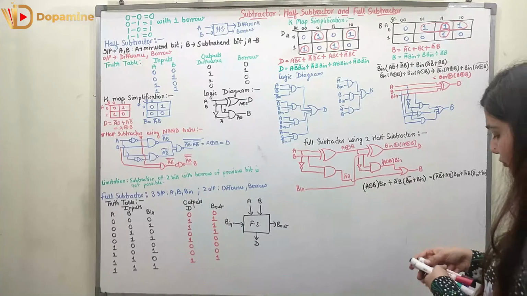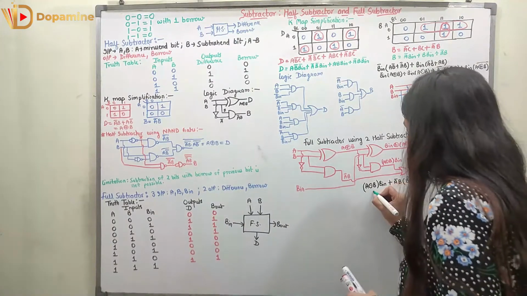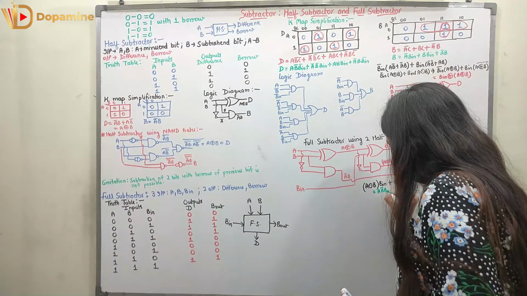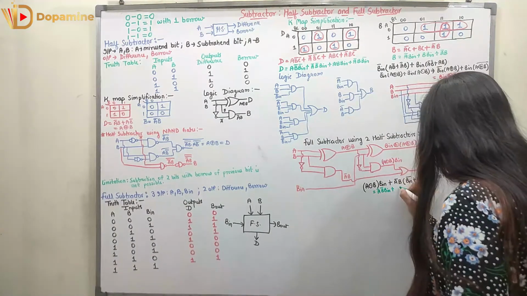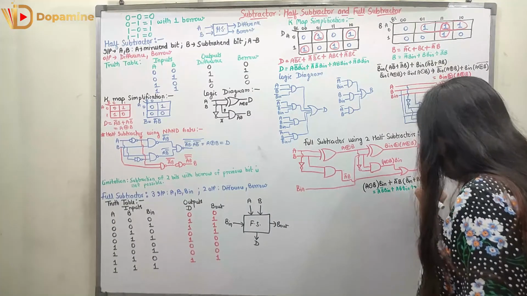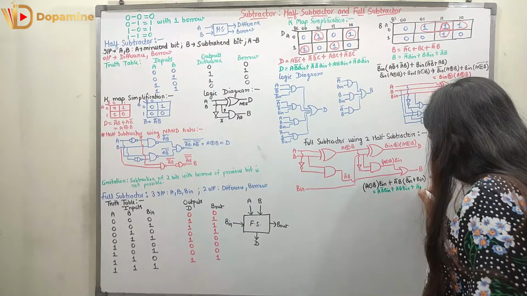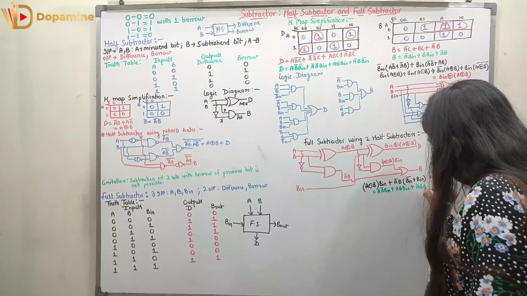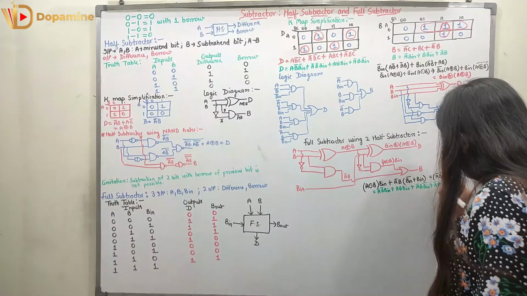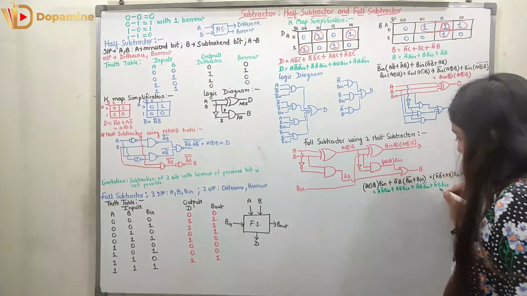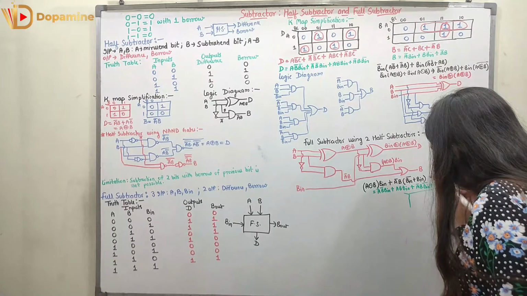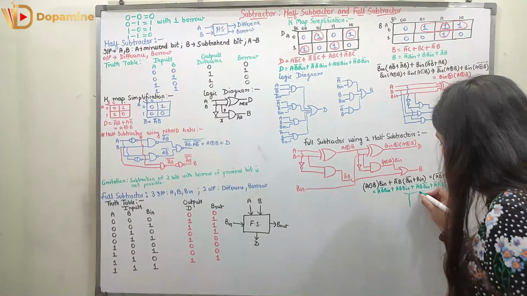Right, so now let's open all of them. So here I am going to get A bar B bar B in plus A B B in plus A bar B B in bar plus A bar B B in. So now let's put all of them in the K-map and then we will verify it from the K-map of the borrow.